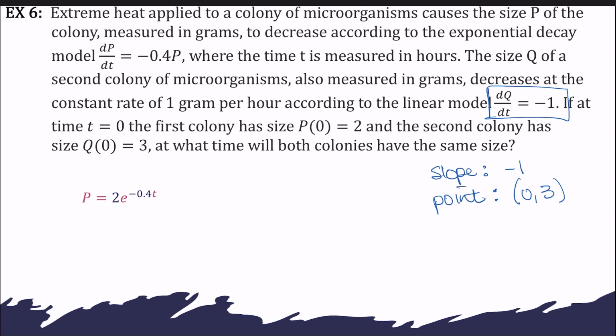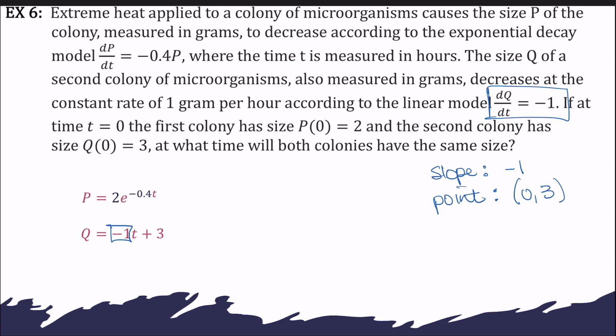So we can put a line together. It's a linear model for that one. y equals -1x plus 3. So here's -1, that's our slope. So now let's go back and see if we can answer the question.